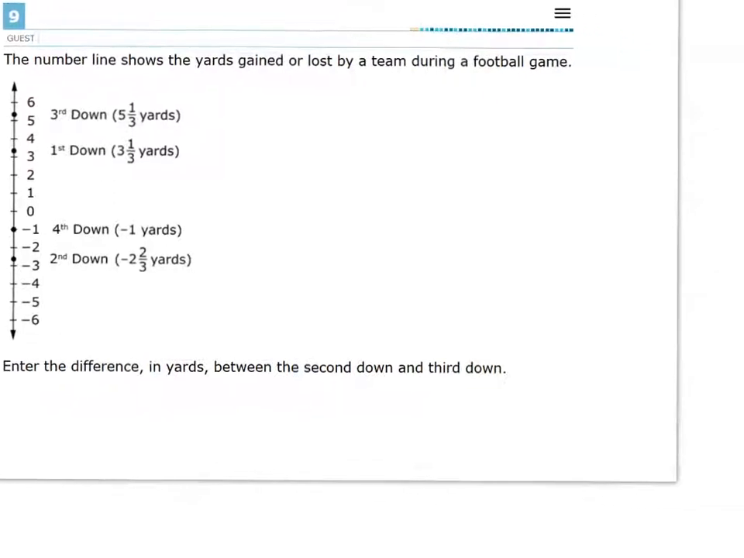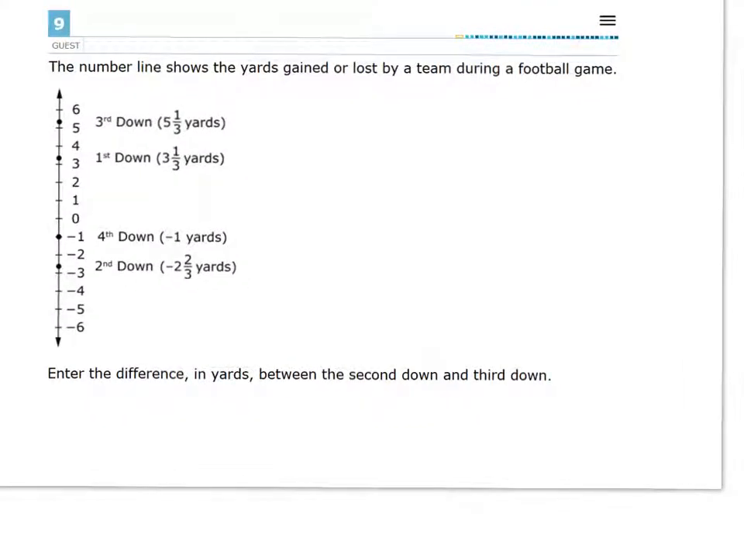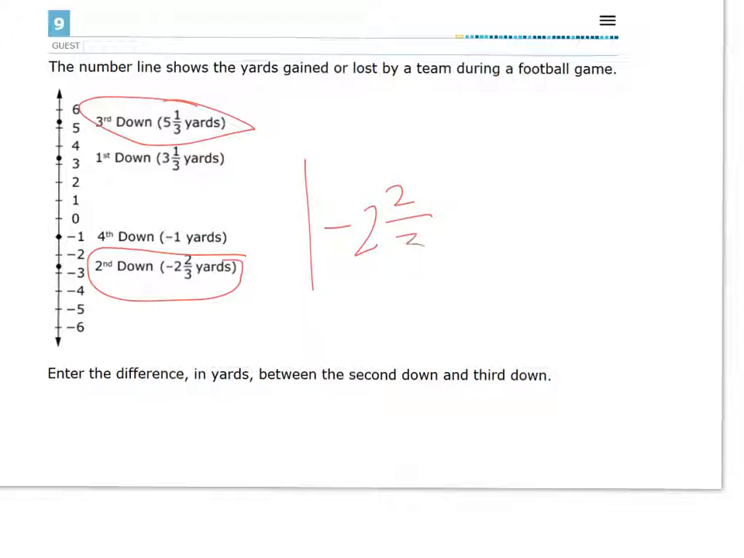So we're going to go from the second down to the third down. And we're just going to go negative 2 2/3 minus 5 1/3, because we're just looking for the distance between the 2 points, so it doesn't matter whether it's negative or positive. So in this case, we know that negative 2 2/3 minus 5 1/3, you're really adding.